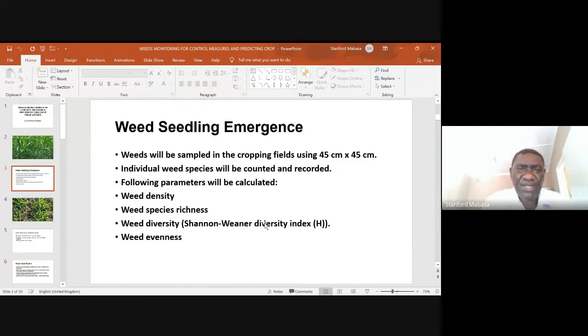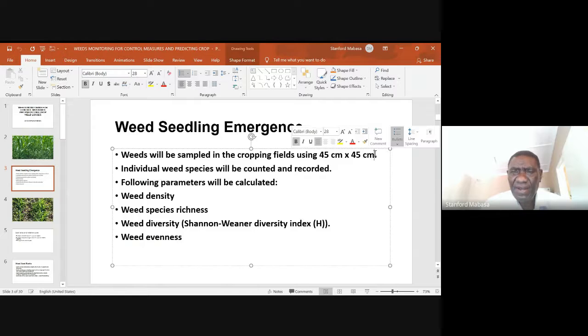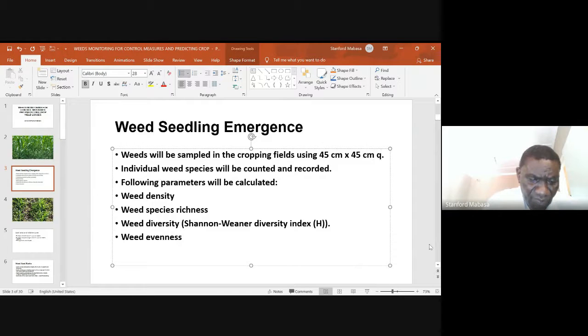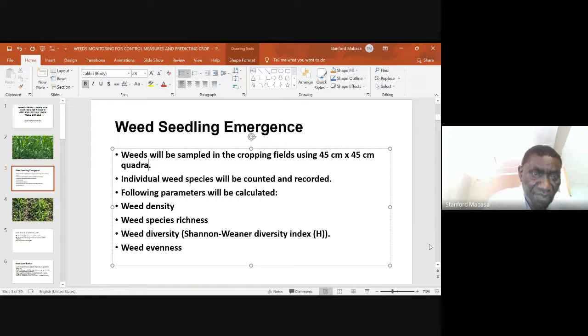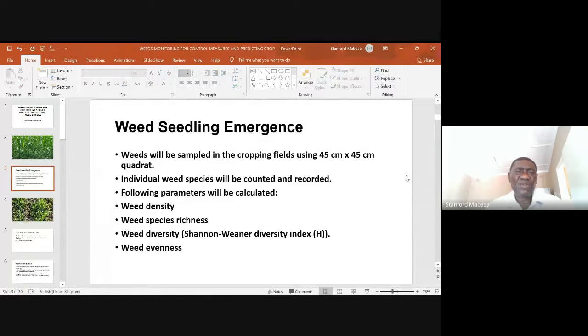Now, if we look at weed seedling emergence, weeds will be sampled in the cropping fields using a 45 times 45 quadrat. Individual weed species would be counted and recorded.